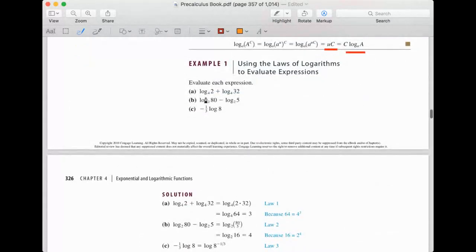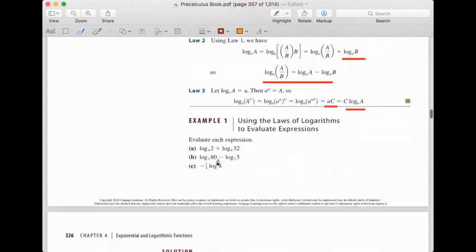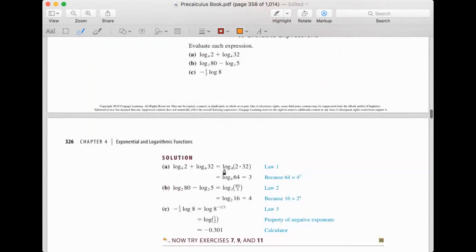Let's see 8. We have log base 4, 2 plus log base 4, 32. According to the first rule, right? Addition of two logs with the same base. This is base a, this is base a, the same base. We can rewrite it as one log and multiply the a and b. So both with log base 4, we then multiply 2 and 32. So we get log base 4, 2 times 32.